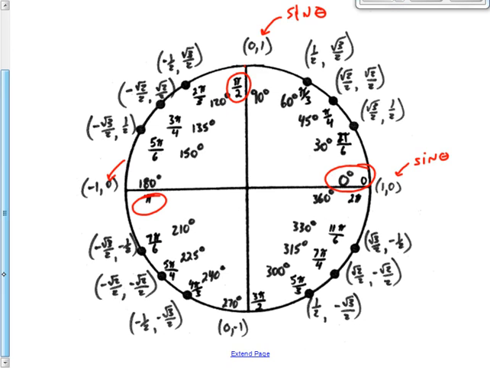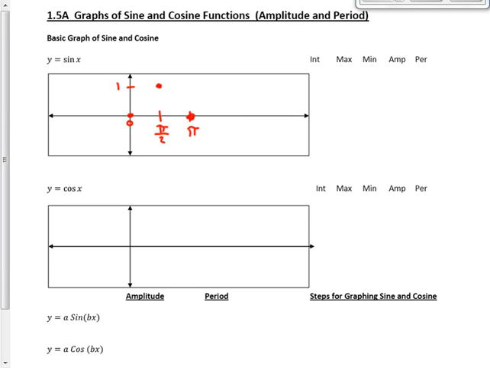Go to the unit circle. I've got 3 pi over 2 down here. The sine value actually is negative 1. So I want to go back here. I go the same distance. I've got 3 pi over 2. The sine value, let me move this over a little bit. 3 pi over 2. The sine value is down here at negative 1.